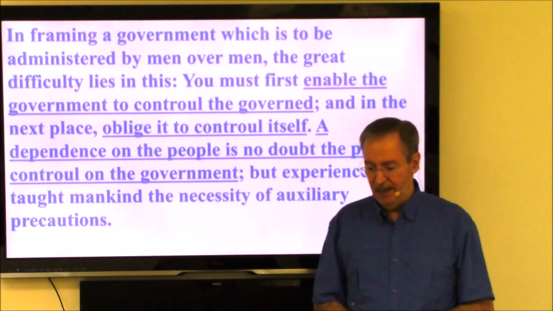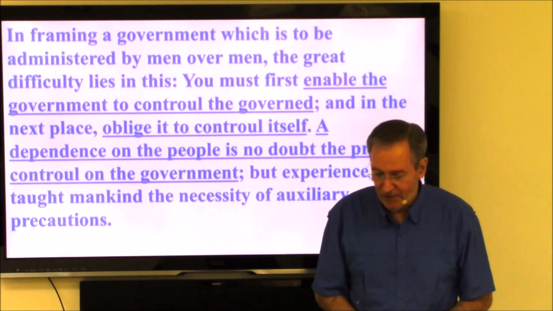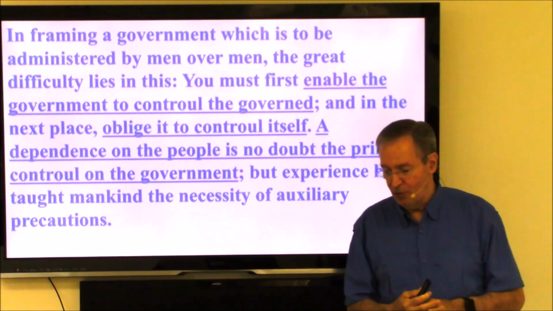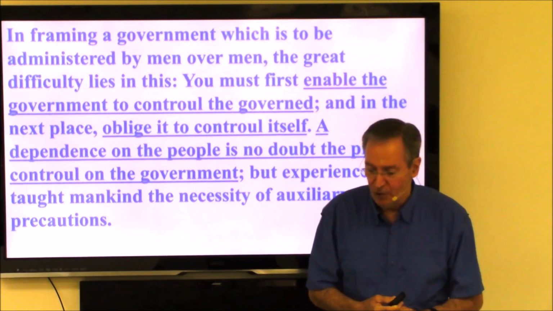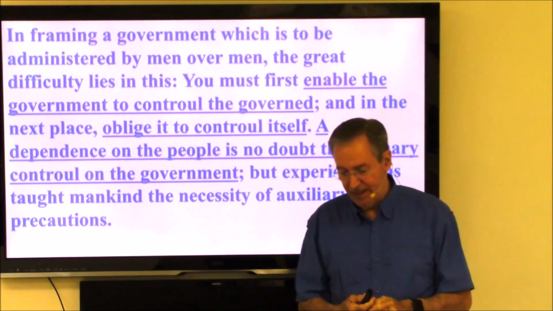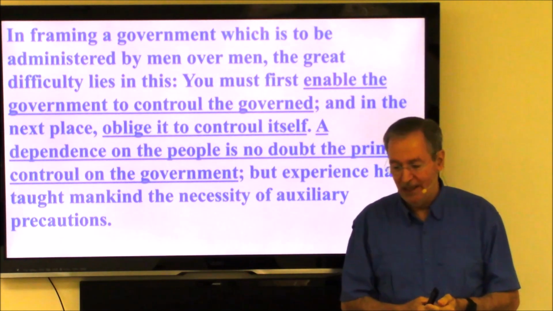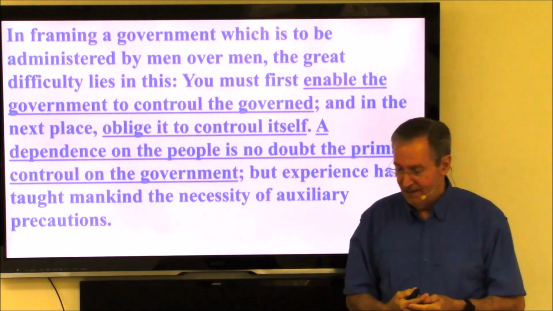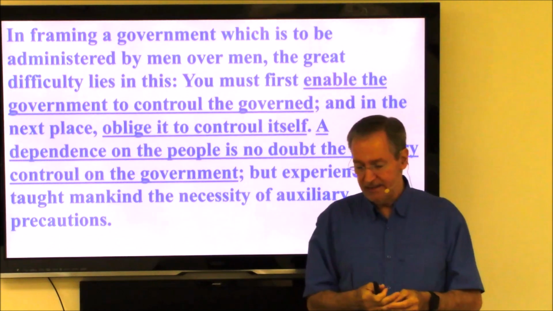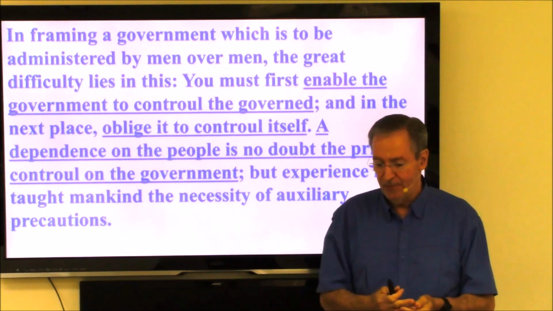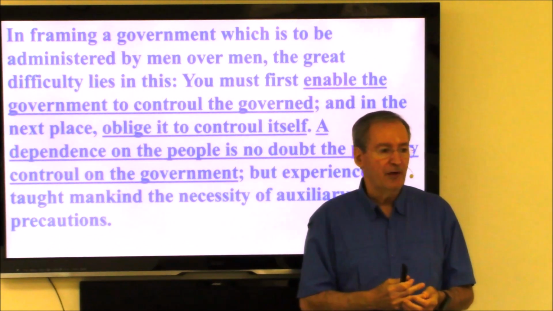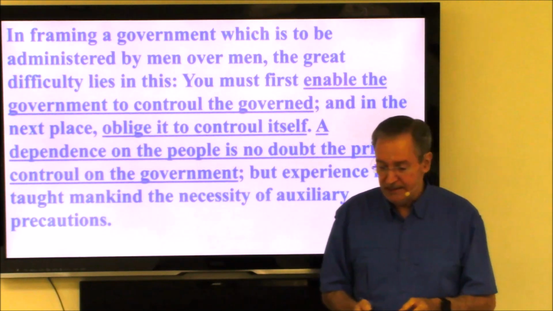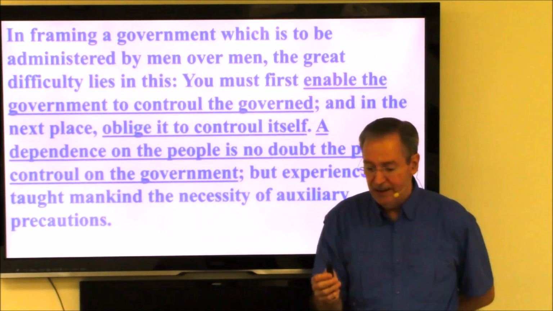"In framing a government which is to be administered by men over men, the great difficulty lies in this: you must first enable the government to control the governed, and in the next place, oblige it to control itself." And that's the way he spelled control, by the way. "A dependence on the people is no doubt the primary control on the government." So we are the primary control. "But experience has taught mankind the necessity of auxiliary precautions."